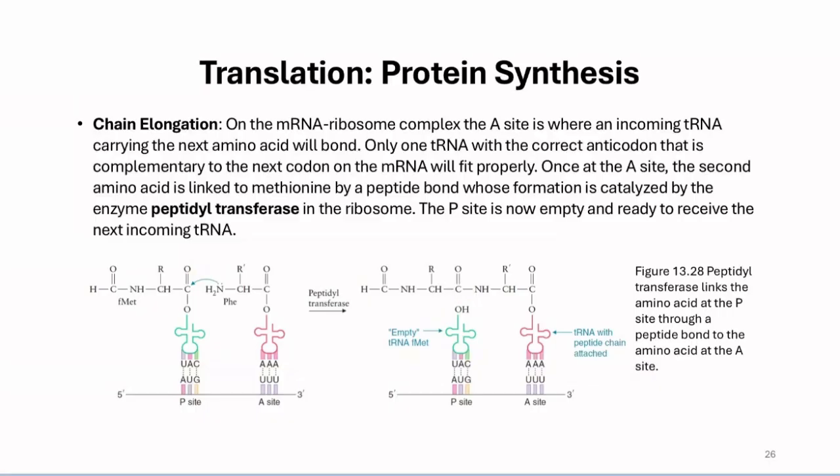And then on the P site, we have an empty tRNA. The reaction that catalyzes the peptide formation is called a peptidyl transferase enzyme. And all of this actually happens in the ribosome. So the ribosome, in a way, is a complex molecule.